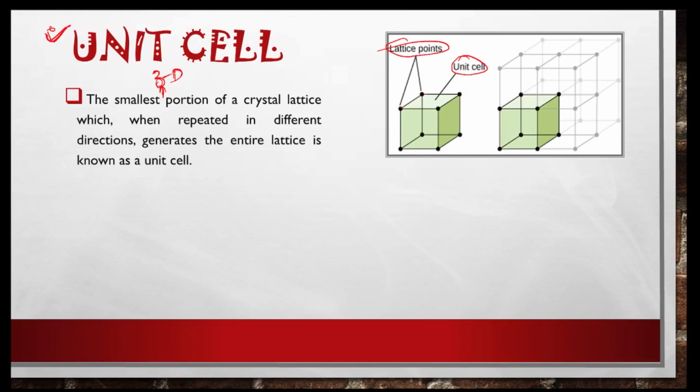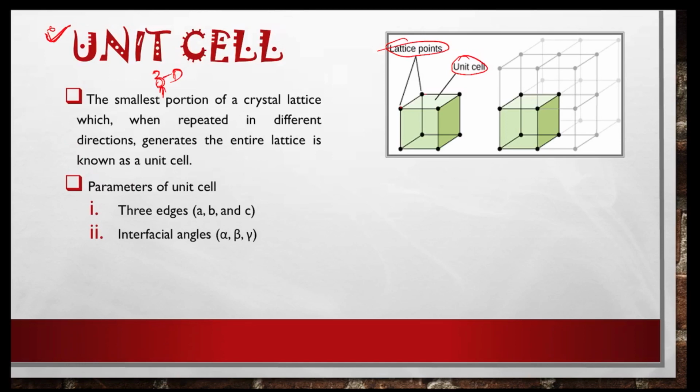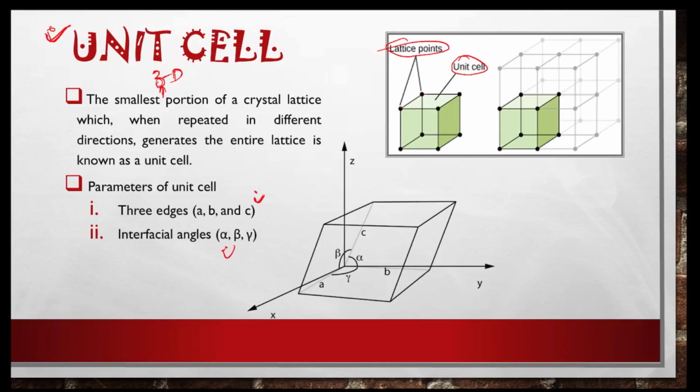Now, a unit cell is basically characterized by 6 parameters. Yes, unit cell is characterized by 6 parameters. And what are those parameters? The parameters are 3 edges and interfacial angles. Yes, let's see that. 3 edges, that is nothing but this A, B and C. You get that? And 3 interfacial angles.